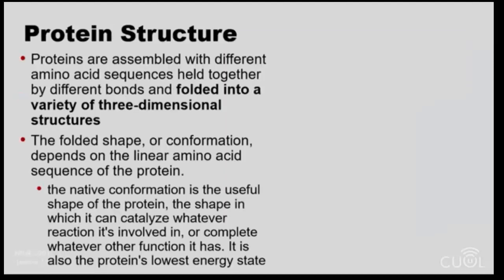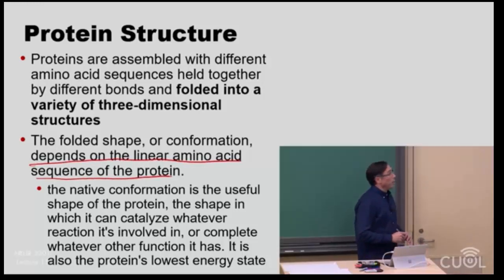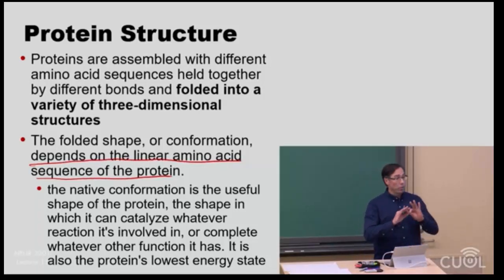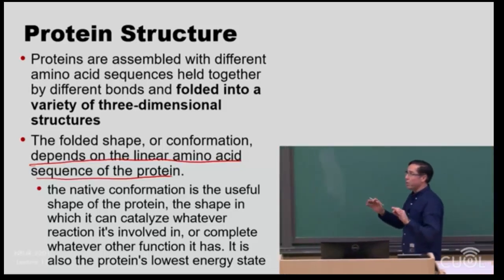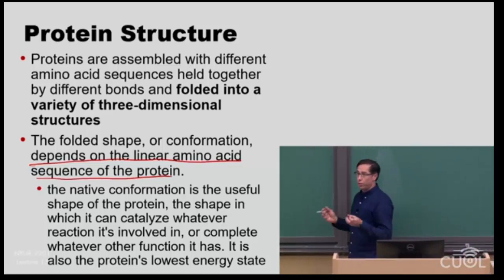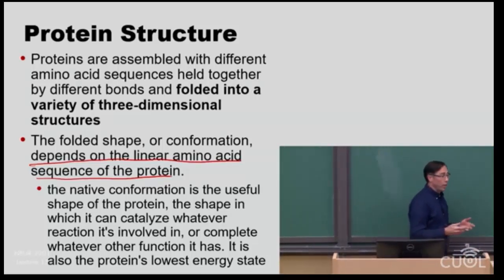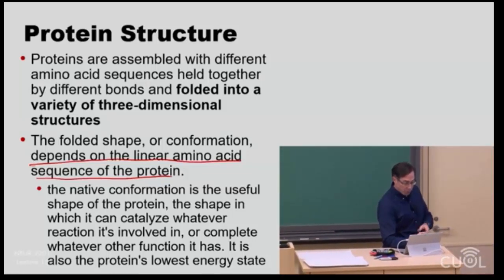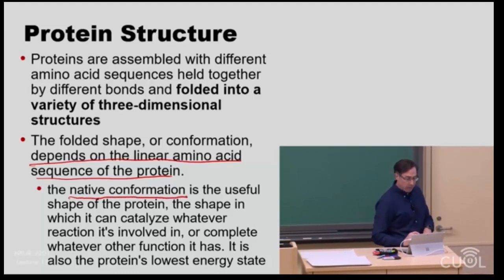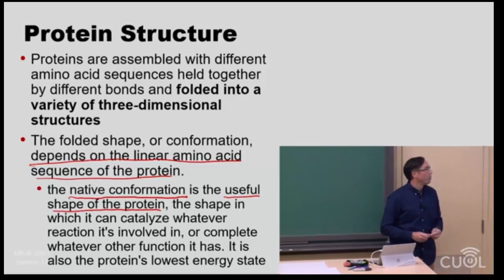Okay, so the folded shape or conformation depends on the linear amino acid sequence of the protein. So it comes out of the ribosome in that linear sequence, and the way in which those amino acids are strung together, based on the messenger RNA, based on the DNA code, is what gives the protein what's called its native conformation. I don't like that term too much, but let's just use it for now. So it's the useful shape of the protein.